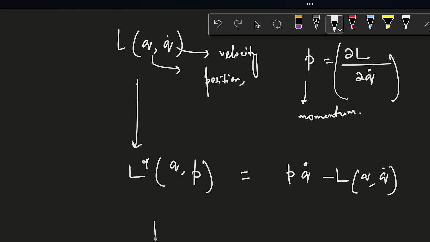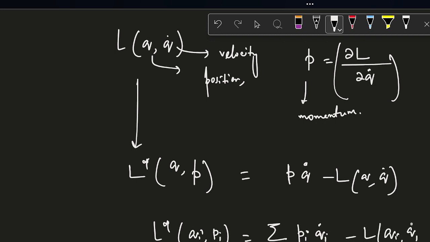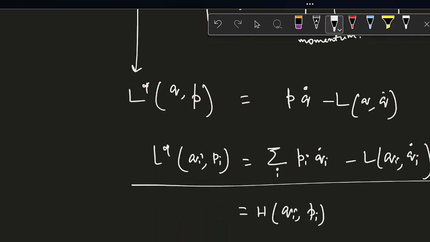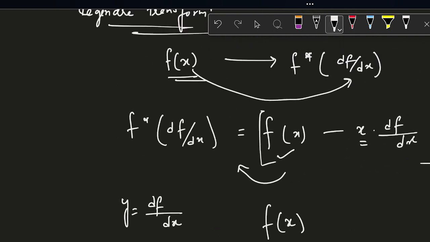And because there are multiple variables like that, it is generally defined with an index i, so that there is a summation over i, p_i times q_i dot minus L as a function of q_i, q_i dot. So this is your whole thing, where this is the Legendre transform of the Lagrangian, which is nothing but your classical Hamiltonian H(q_i, p_i). So the answer is already shown to you, that your classical Hamiltonian is the Legendre transform of the classical Lagrangian.